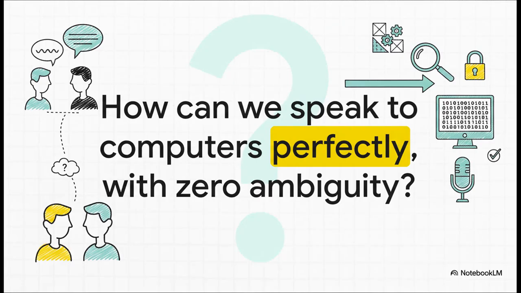I mean, think about it. When you're talking to a friend, you can be a little messy with your words, right? They'll get what you mean. But a computer? It's the most literal friend you will ever have. It does exactly what you tell it to, not what you meant to tell it. So the real challenge for computer scientists was, and still is, how do we talk to these machines with absolute mathematical precision, with zero chance of being misunderstood?